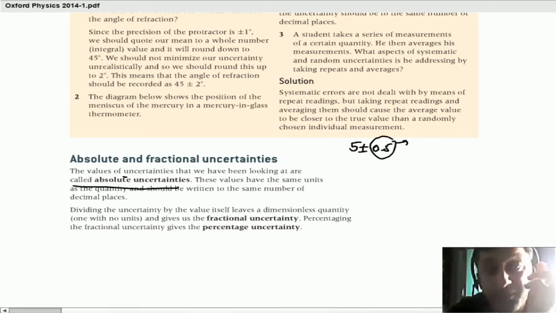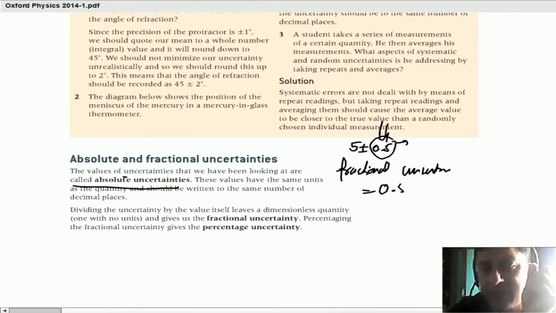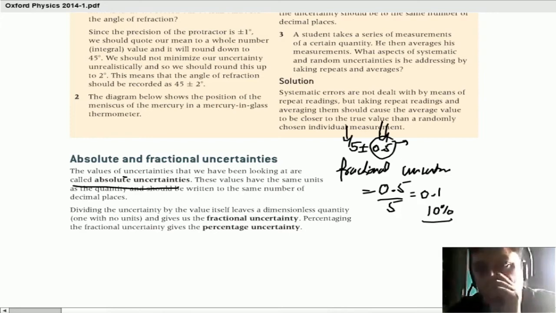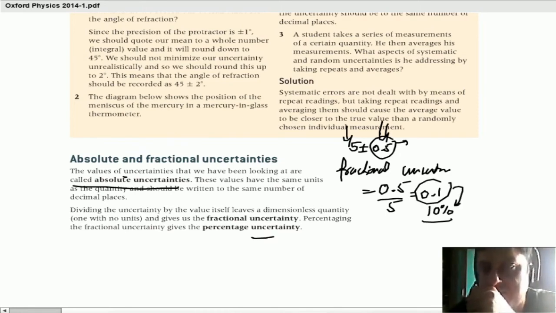But there is also something called fractional uncertainty. Now what is fractional uncertainty? Fractional uncertainty is whatever error you are getting divided by this number. That is 0.1. That is, 10% error is there. Fine. Any doubts, Soumya? No. Okay. When you multiply this with 100, that's what I have done here, you get percentage error.